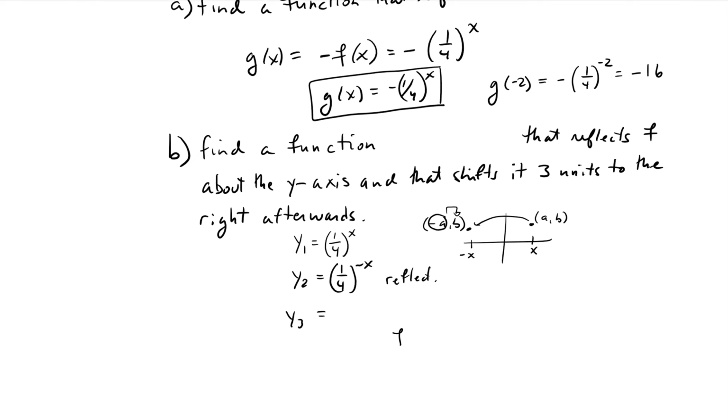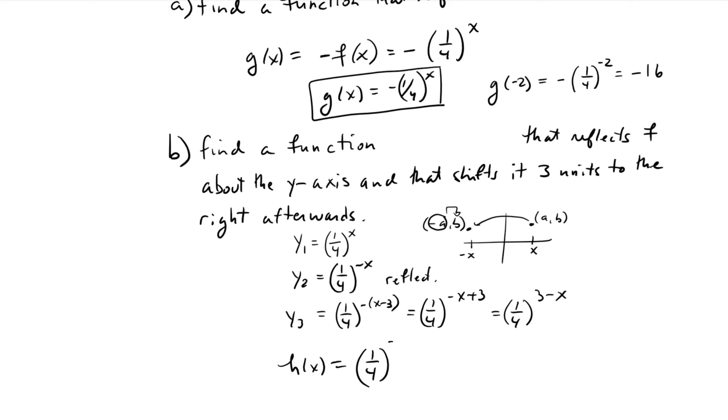And then after that, we need to shift 3 units to the right. So how do we shift to the right? If we've got a function f, to shift 3 units to the right, we need to replace x by x minus 3. So we go back to our function, okay, there. And then we're going to replace x by x minus 3 like that. Okay. So that becomes 1/4 to the power minus (x minus 3). I don't need to expand, but I prefer to do it. Because if I expand, I'll write it nicely as 3 minus x. So the function I'm looking for, let's call it h of x, is 1/4 to the power 3 minus x.